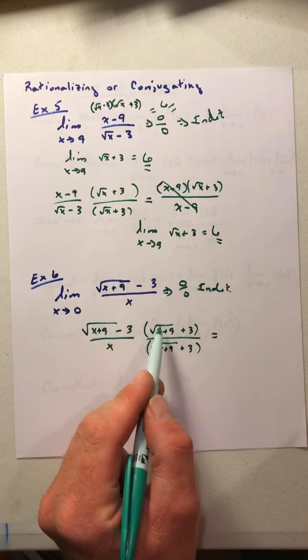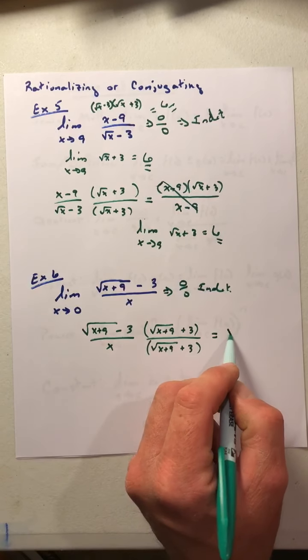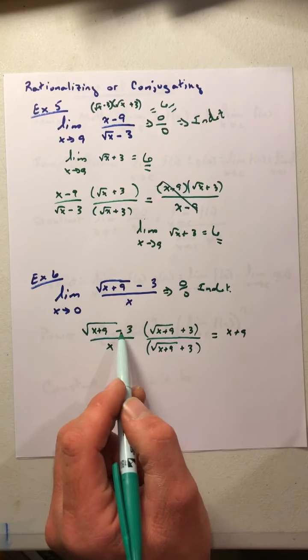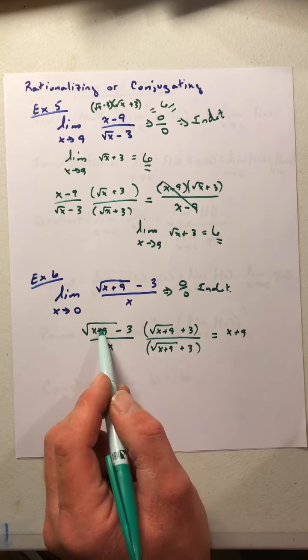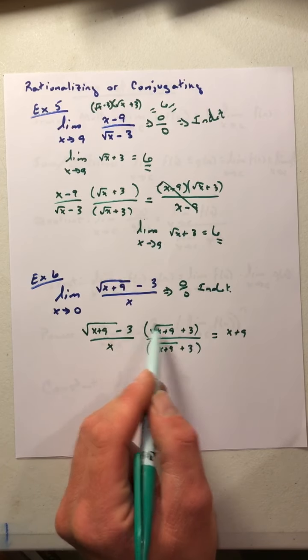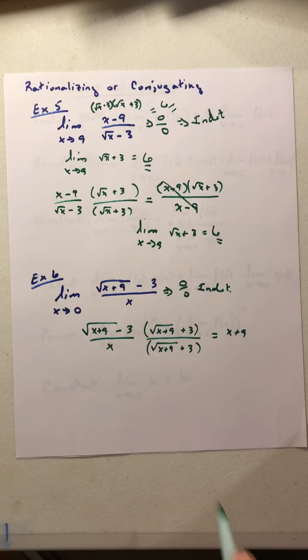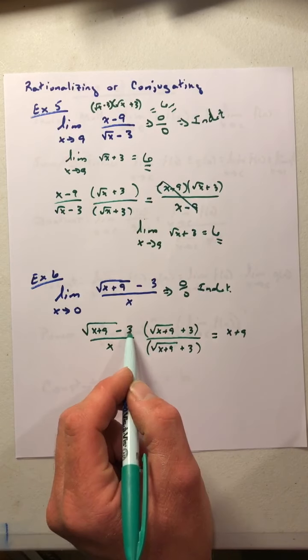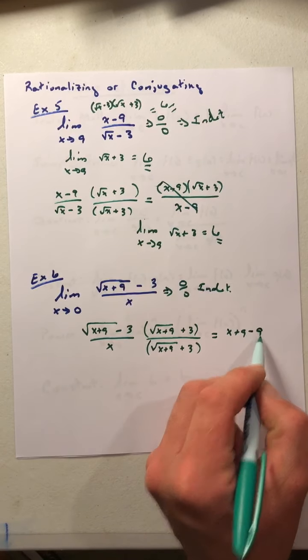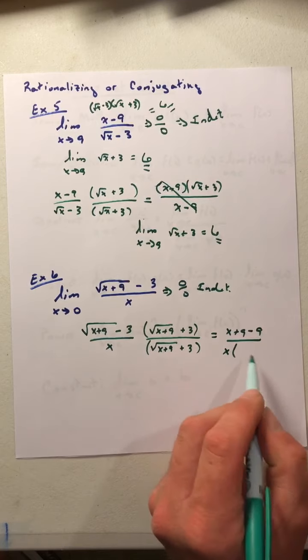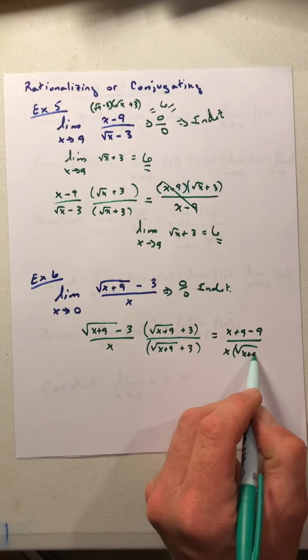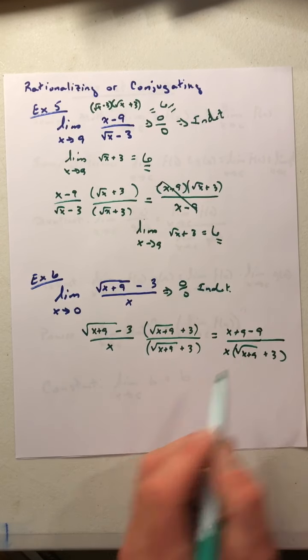So if here I take the square root of x plus 9 times the square root of x plus 9, I get x plus 9. My negative 3 radical and my positive 3 radical are going to cancel each other out, just like any conjugates do. And then negative 3 times 3 gives me a negative 9. And that's over our x times the square root of x plus 9 plus 3.